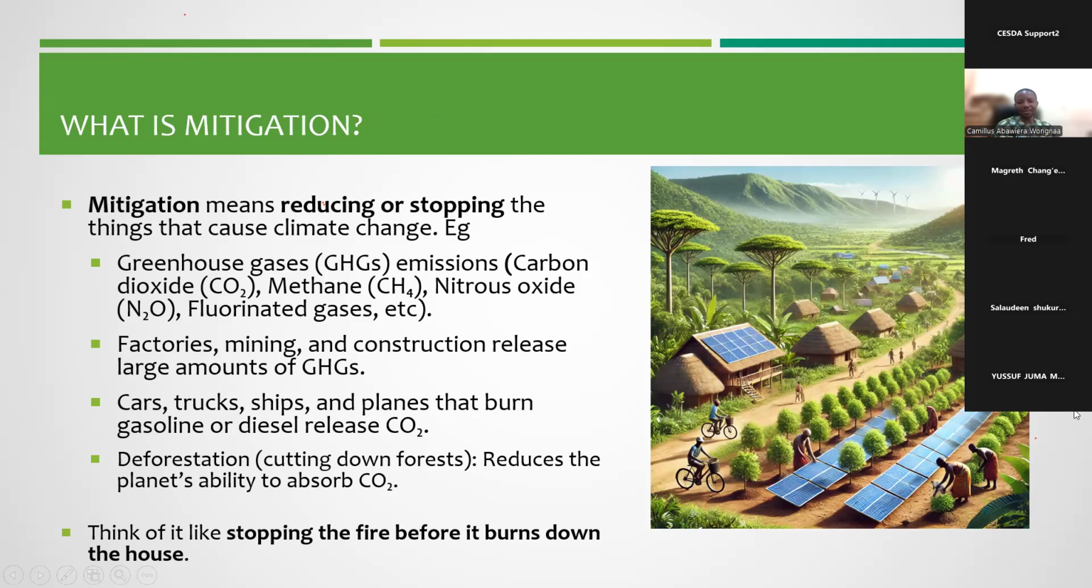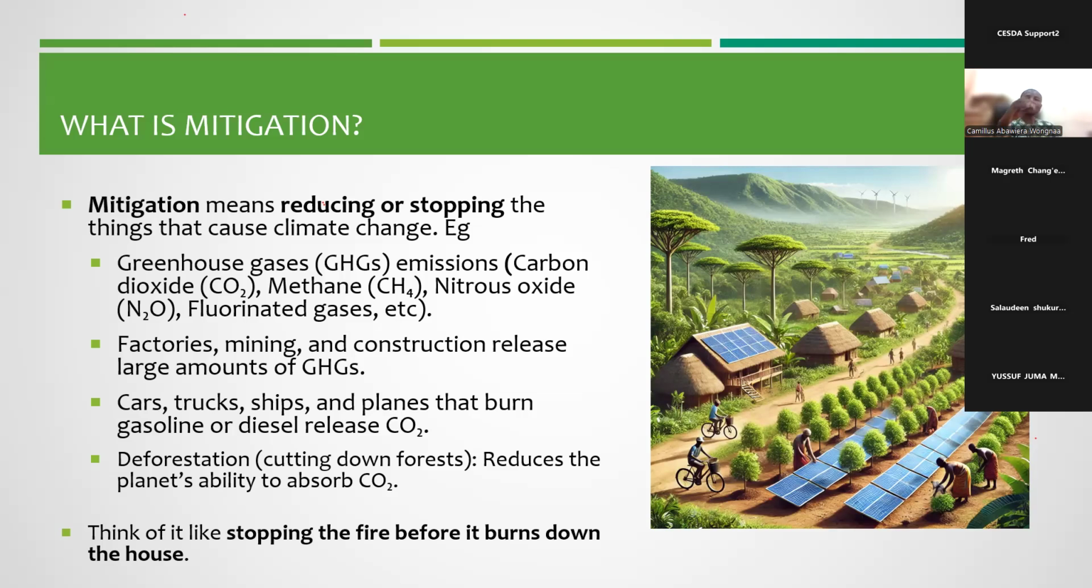You know that if care is not taken, this fire is going to burn the house. So the best thing for you to do is to find a way of quenching the fire, stopping the fire before it burns the house. That is what mitigation is. What can we do to ensure that climate change doesn't happen at all? How can we find a way of reducing it or stopping it altogether? That is what we call mitigation.